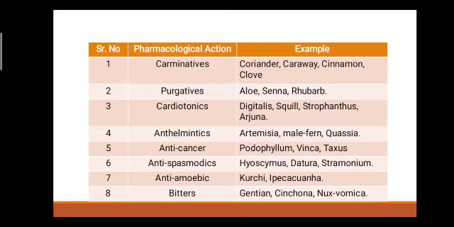The second pharmacological action, purgatives, for example aloe, senna, rhubarb. Third, cardiotonics, for example digitalis, squill, strophanthus, arjuna. Fourth, anthelmintics, for example artemisia, male fern, cassia. Fifth, anti-cancer, examples podophyllum, vinca, taxus. Sixth, anti-spasmodics, examples hyoscyamus, datura, stramonium. Seventh, anti-amoebic, for example kurchi, ipecac. Eighth, bitters, for example gentian, cinchona, nux vomica.